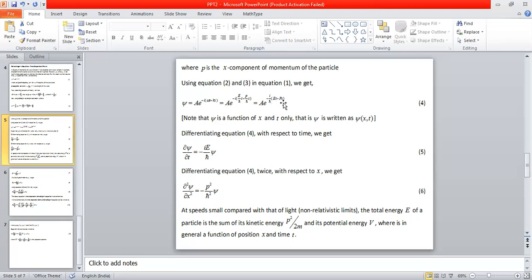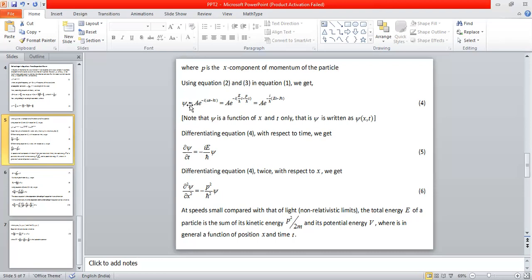Now see, this is a one-dimensional case that we are discussing. Therefore, the wave function psi is a function of the x coordinate and time t. So the wave function that we have written in equation 4 is actually written as psi, a function of x and t. This is equation 4, which represents the wave function associated with a moving particle in quantum mechanics. Now the rest of the thing is mathematics.